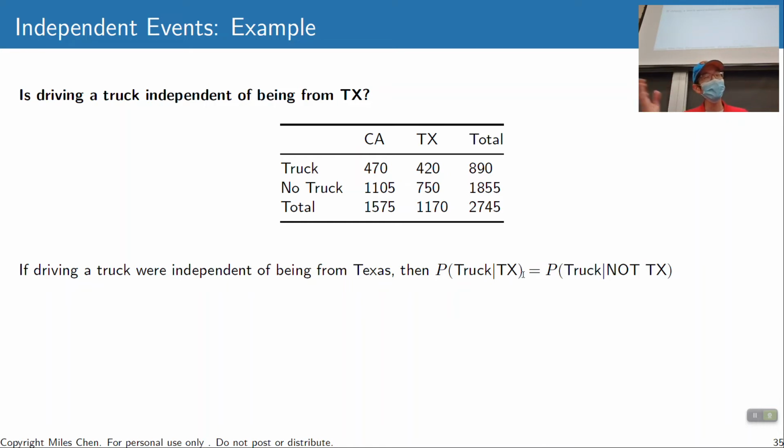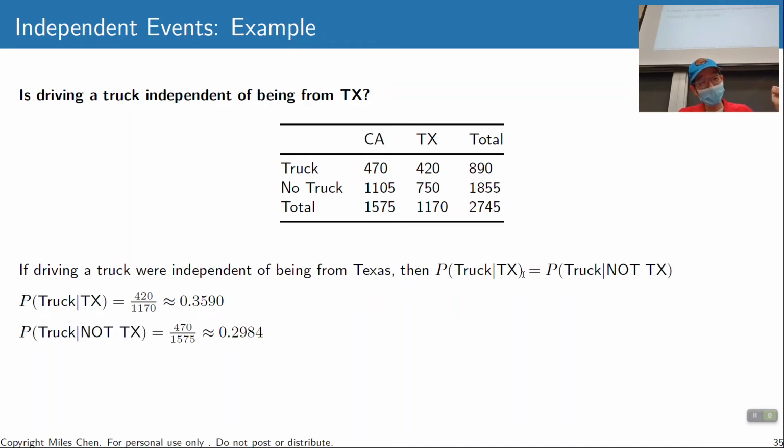We're kind of playing off of the stereotype that in Texas more people drive trucks than in California. For it to be independent, we have to say driving a truck doesn't matter. The probability someone drives a truck has nothing to do with whether they're from Texas or California, okay? The probability that someone drives a truck is just the probability of someone driving a truck. But when we look at these numbers, we saw the probability that someone drives a truck if they're from Texas is around 36%. And what's the probability someone drives a truck if they're not from Texas? Using our fake data, we got around 30%.